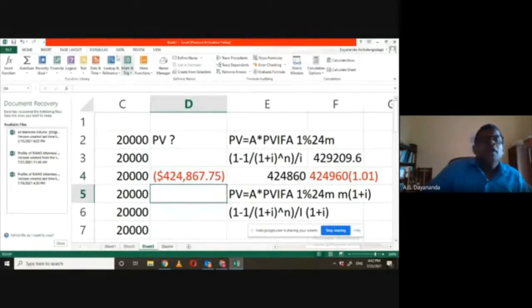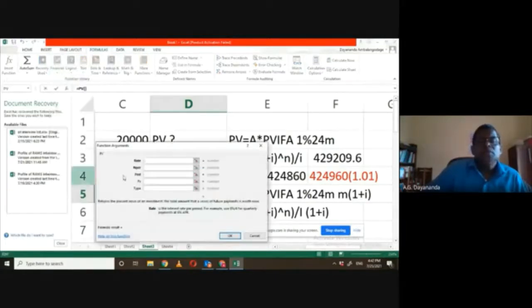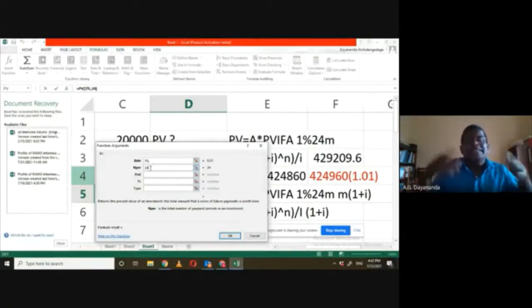So again, formula, financial calculator, you go to the present value, enter the data, 1%, agree, 24 months. This is where you can use the Excel sheet. At the examination, you can't use this method. PMT is 20,000, that is the payment.